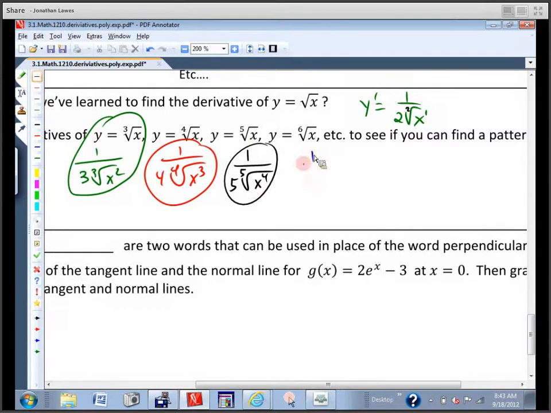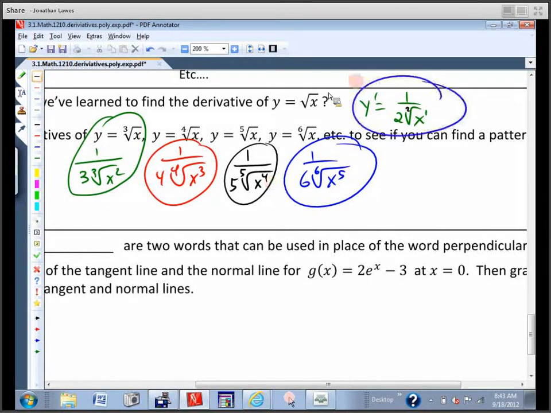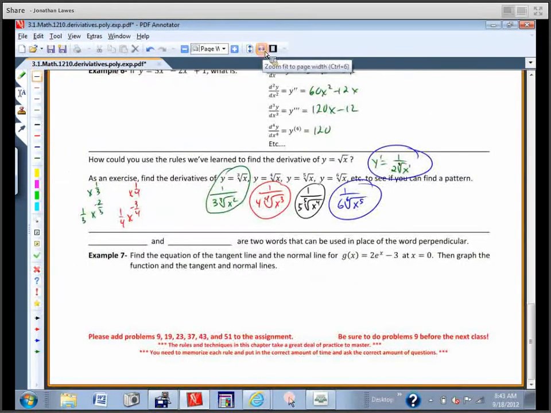So this is a square root. It's 1 over 2 square root, and the power on the x is 1 less than the index. So this is 1 over 3 cube root x squared, 1 over 4 fourth root x cubed, 1 over 5 fifth root x to the fourth. And if we were to do this one right here, 1 over 6 sixth root of x to the fifth. Okay? Nice little pattern there. These don't come up very often, but they should be pretty quick to do. It's not like you have to memorize these. I would get that one memorized for sure. Maybe the cube root. But the other ones, they're just kind of an interesting pattern that comes up. Okay, any questions there?